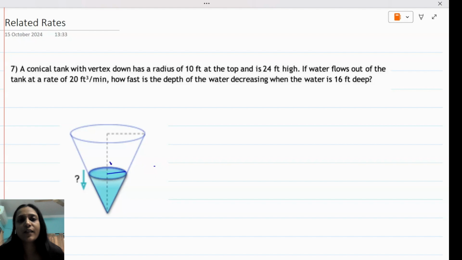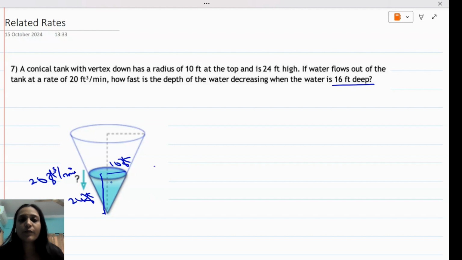So this radius is given as 10 feet and this height over here is given as 24 feet, which is the initial height. They're saying that if the water flows out of the tank, the rate at which it's flowing out is 20 feet cube per minute. And how fast is the depth of the water decreasing when the water is 16 feet deep?